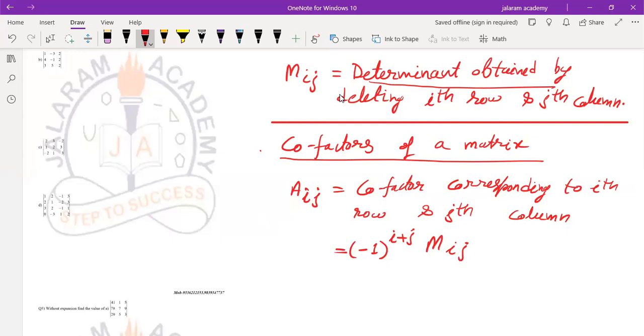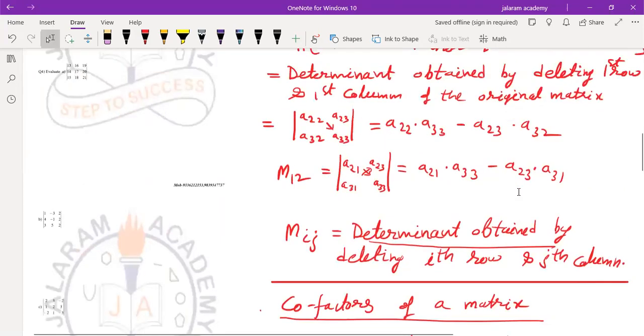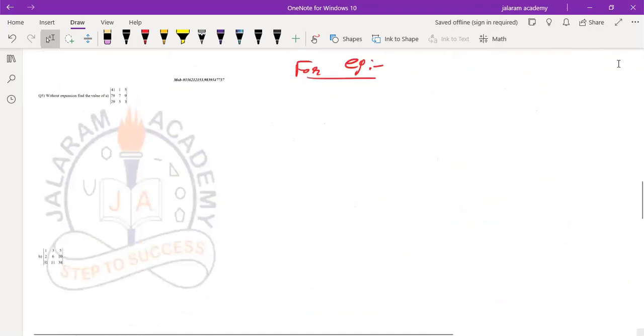Aij equals cofactor corresponding to ith row and jth column equals minus 1 to the power i plus j into Mij, means minor of ith row, jth column. For example, if we discuss the above example, how to find the cofactor in the given example. Let's take another example. I have told you we can find cofactor and minors of a matrix as well as determinant both.